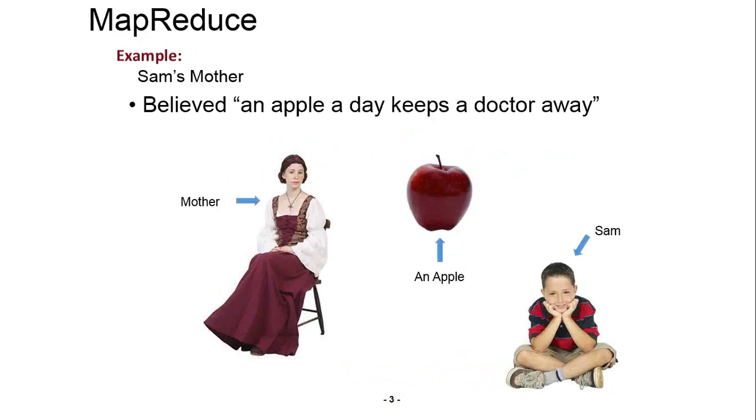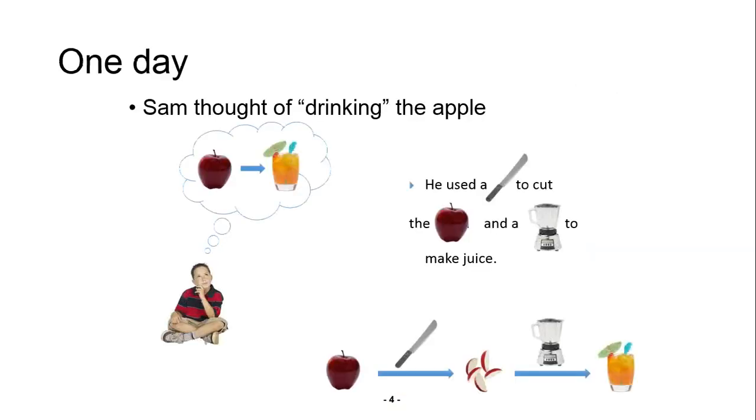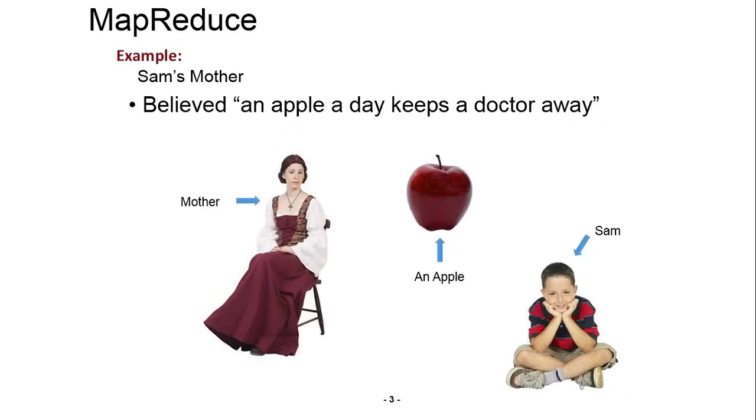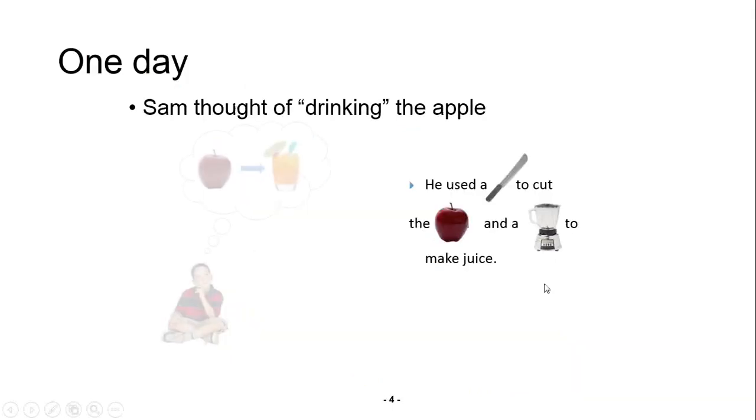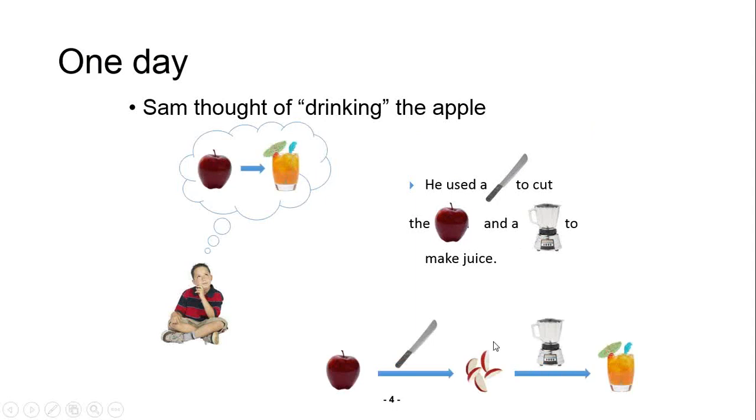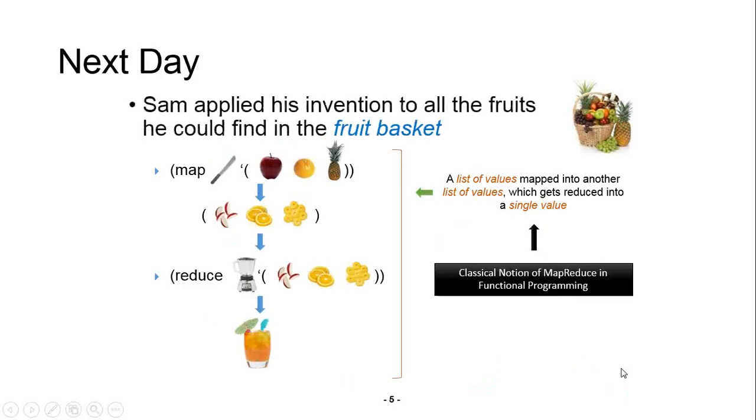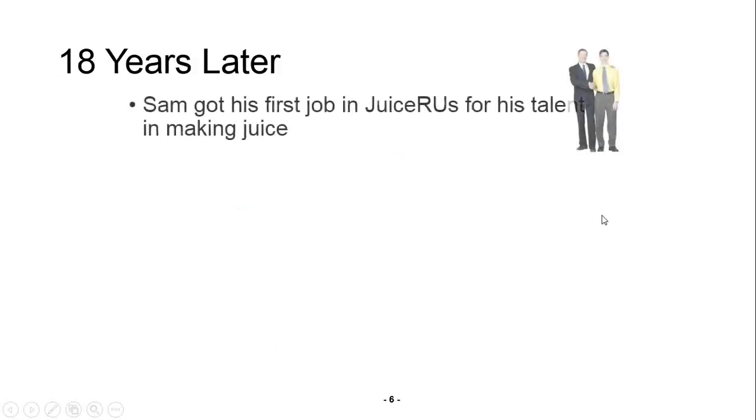I'll go through this example. So this guy, Sam over here, wants apple juice. He uses a knife to slice the apple and make juice. A big apple is sliced into multiple small slices and reduced into juice. Later, if he wants to do this to an entire basket of fruits, a map function would be used to slice the fruits, and each fruit's slices are put together and then given to a reducer, which would give the output as juice. So this is how MapReduce would work. A list of values is mapped into another intermediate list of values, which will be reduced into a single value.